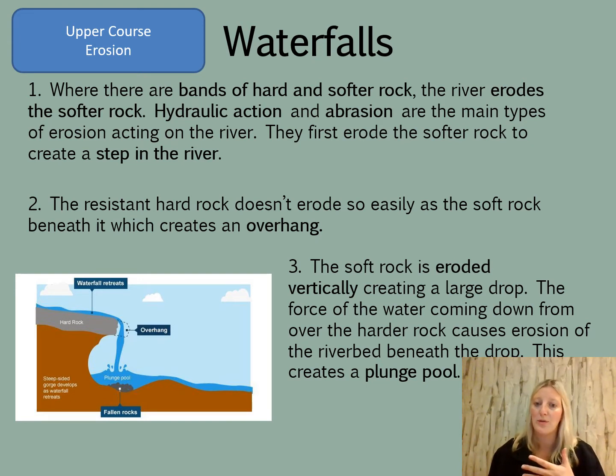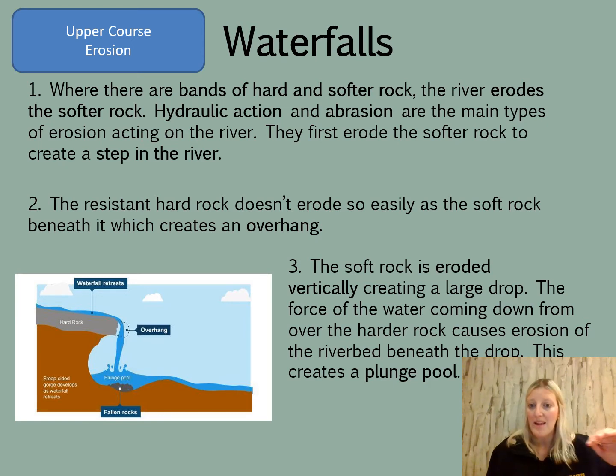So starting off with waterfalls at the top of the river in the upper course, and they're formed by erosion. They are created when we get bands of harder and softer rock sitting next to each other on the bed of the river, and the river erodes the softer rock more quickly. It's hydraulic action and abrasion that are mostly doing this, and that starts to create a step in the river where that softer rock has been eroded away.